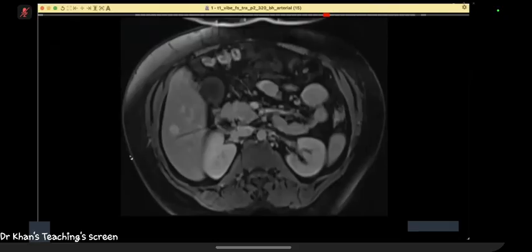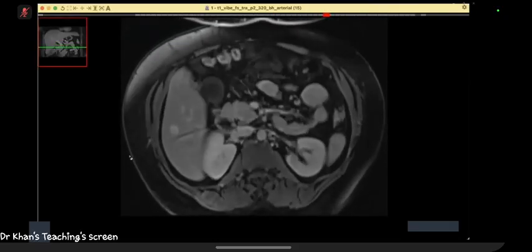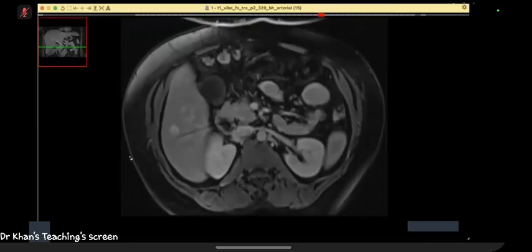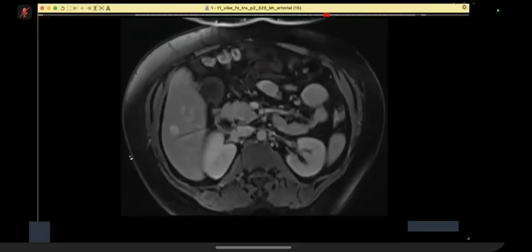So they are centripetal filling. I think it's benign. There is no washout in the delayed image, delayed sequence. So this excludes the possibility of malignancy. So this could represent a flash hemangioma, rapidly filling hemangioma. There is also a central scar.